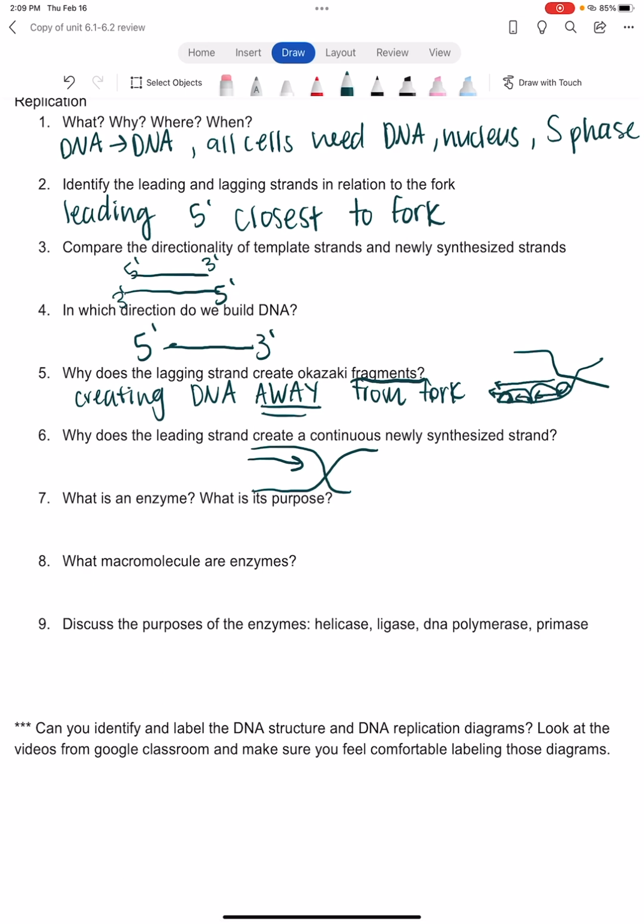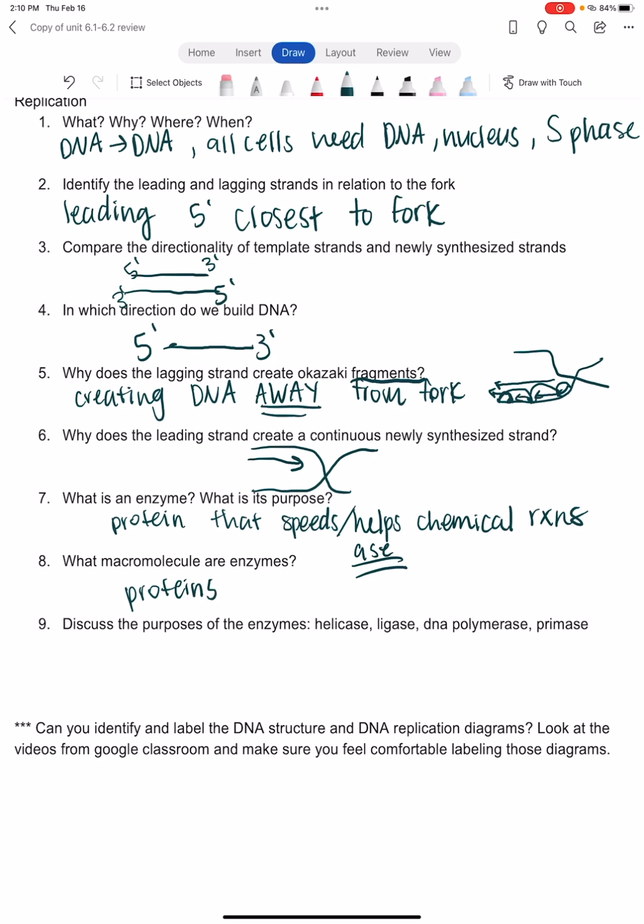What is an enzyme? So an enzyme is a protein that speeds up or helps chemical reactions. And remember, chemical reactions are the building up and the breaking down of molecules. So we build up molecules, break them down, and enzymes help us do that. So enzymes can be reused. Remember, they often end in ASE. Macromolecule, just said that, proteins. And then discuss the purpose of the enzymes.